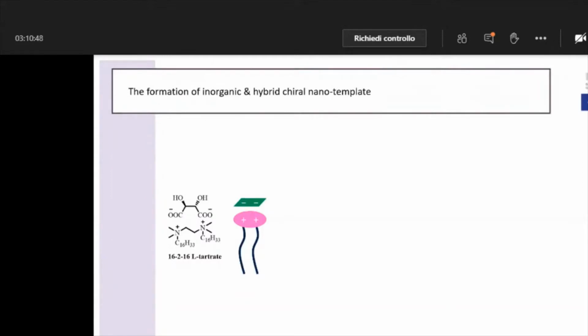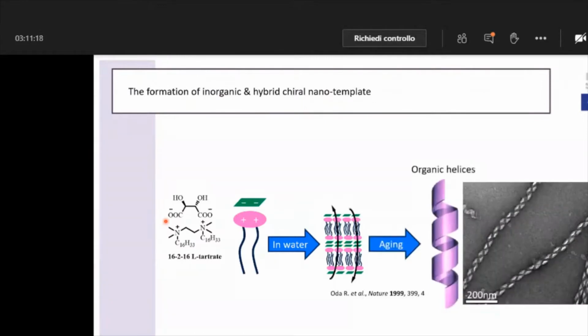To do that, we start in our group from this molecule, which we call 16-2-16 tartrate, and which we will represent like this. If you put it in water, it will just self-assemble into double bilayers. Because of the chirality of the tartrate counter ion, this double bilayer cannot stay flat, and so it will twist, and upon some time, you will form organic nanohelices in your medium.